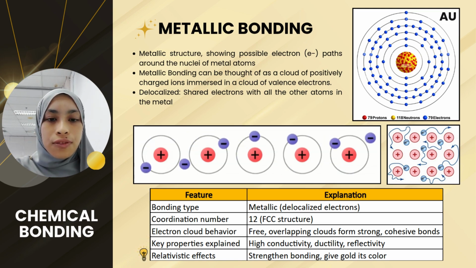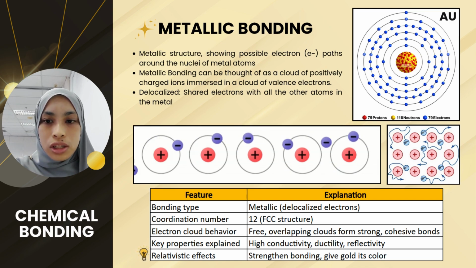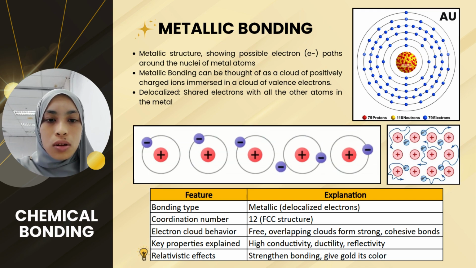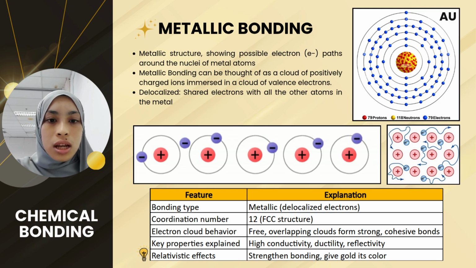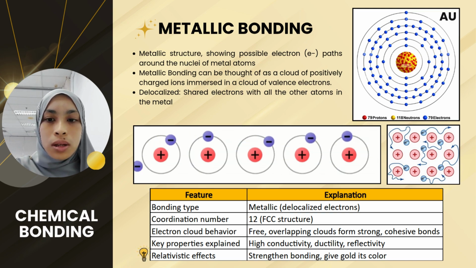Finally, for relativistic effects, in gold, the 6s orbital is contracted due to relativistic contraction. That means the electrons in this orbital are pulled closer to the nucleus and have lower energy. This contraction enhances orbital hybridization, which further strengthens the metallic bonding. But interestingly, this effect also explains why gold has a yellowish color. Due to relativistic effects, gold absorbs blue light in the visible spectrum and the reflected light appears yellow. That's why gold is so visually distinct among metals.